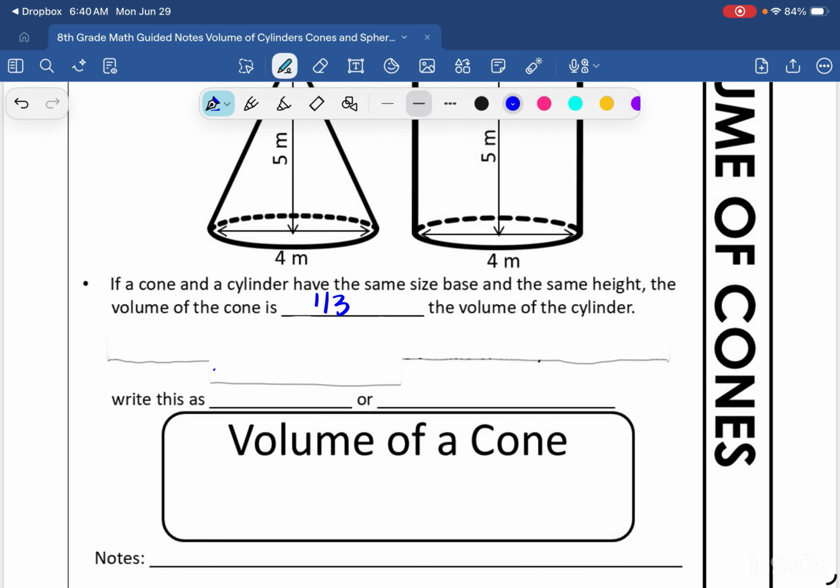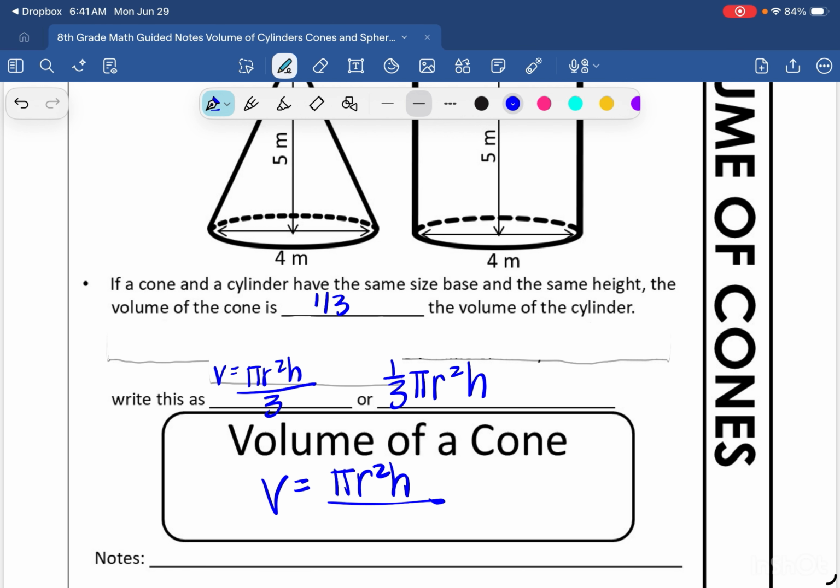So if the volume of a cylinder is pi r squared times h, the volume of the cone is going to be 1/3 of that, so divided by 3. Or I can also write that as 1/3 times the volume of the cylinder, pi r squared h. So dividing by 3 or multiplying by 1/3 will give me the same answer. The volume of a cone is V equals pi r squared h, the volume of the cylinder, divided by 3.